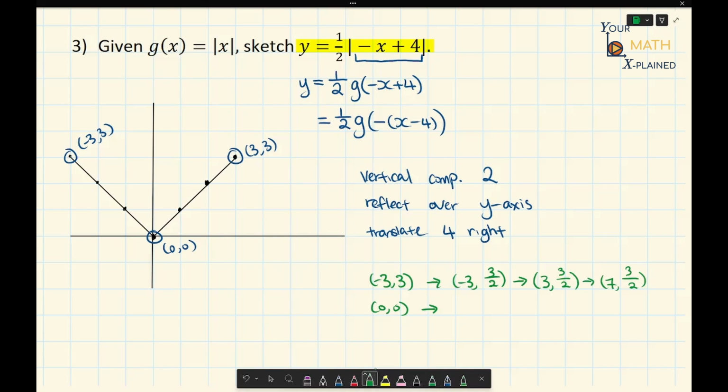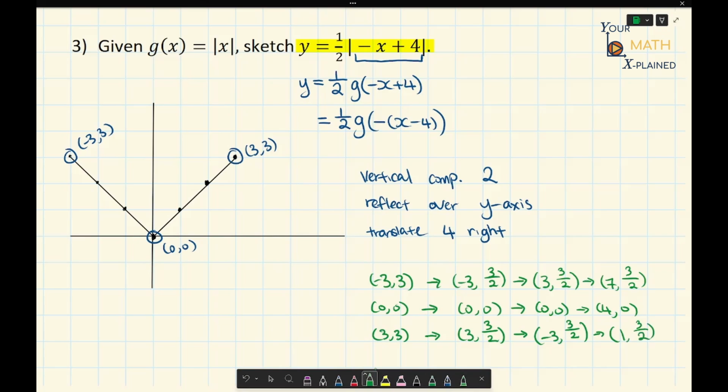Next, we're going to take our (0, 0) and perform the same transformations. The vertical compression stays at (0, 0), the reflection over the y-axis is still (0, 0), and then finally, the translation is going to get us to (4, 0). And then our last point is (3, 3). A vertical compression is going to give us (3, 3/2). A reflection over the y-axis will give us (-3, 3/2). And then a translation 4 units to the right is going to give us (1, 3/2).